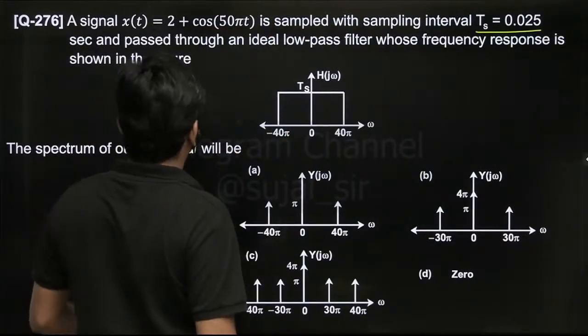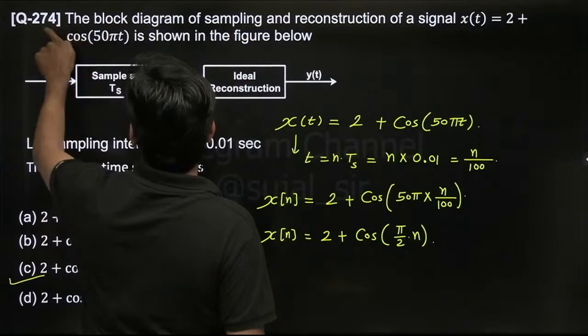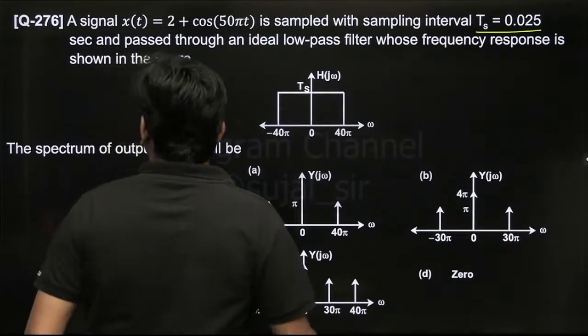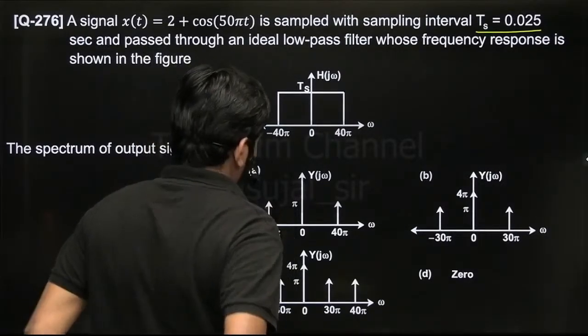So this was actually question number 275. Next question. Okay, here the number is missing. There is a mistake in the numbering. So the previous one is 275 and this is 276, guys.